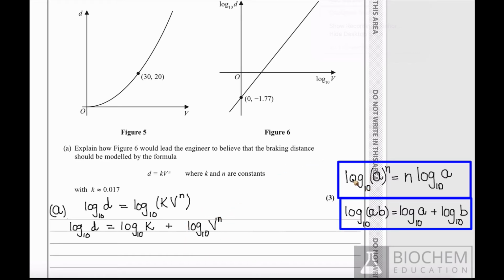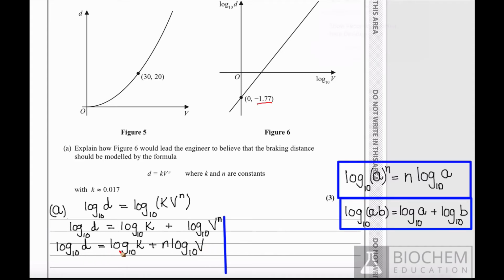Power rule states that log to the base 10 of a to the power of n can be written as n in front, n times log to the base 10 of a. So writing this here, we can say log to the base 10 of d equals log to the base 10 of k plus n times log to the base 10 of v.